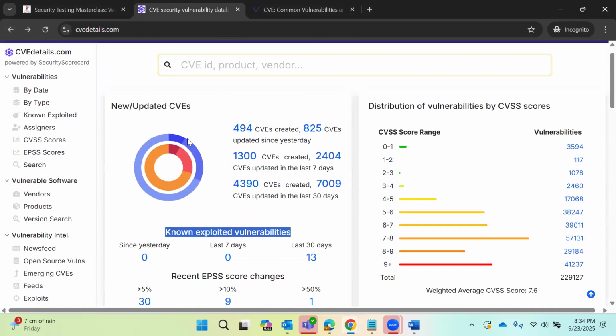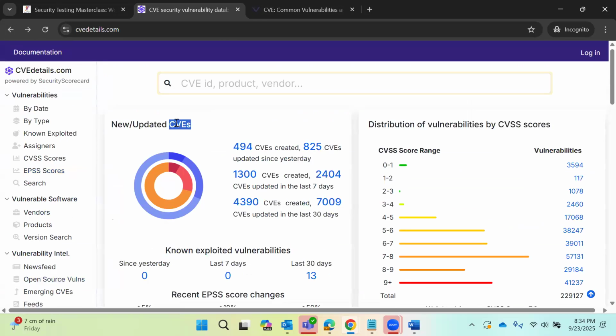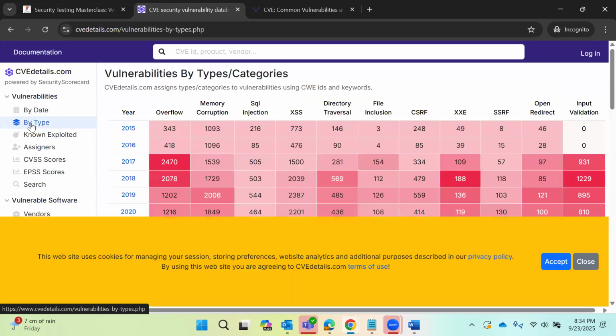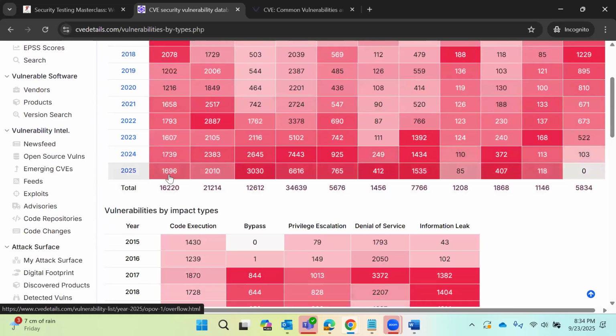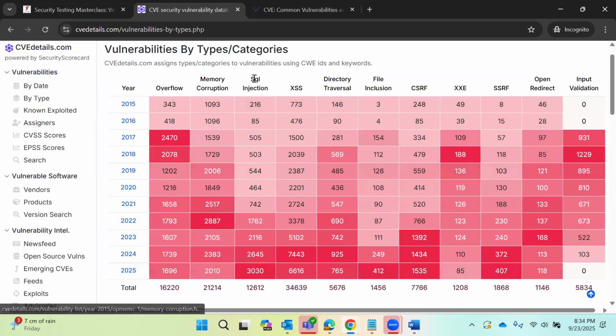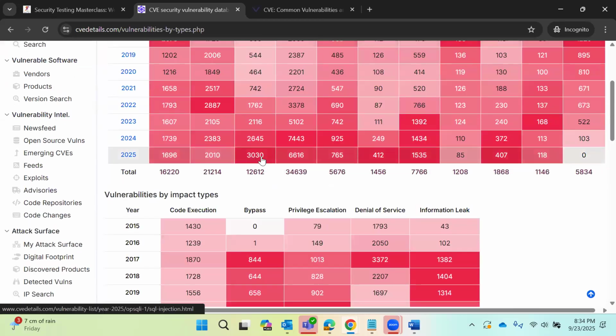Okay. So CVE, Common Vulnerabilities and Exposures, typically talks about all the vulnerabilities on the internet. So if you come here, I can click on by date or by type. Let me click on by type on the left side. I'll come to the 2025 year. And if you talk about SQL injection, here I see 30. So click on it.